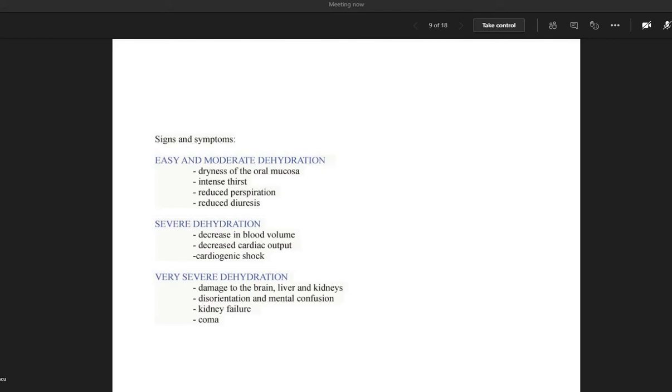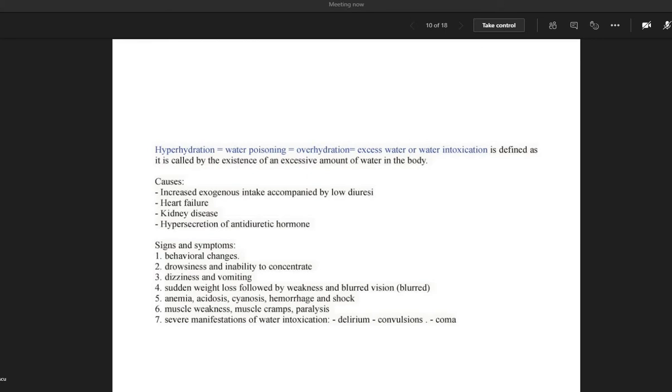Okay, because we start from here, we start from what we can see in a patient. And after that, we will have lab tests and everything else. But the first thing that we see is the patient with those signs and symptoms.